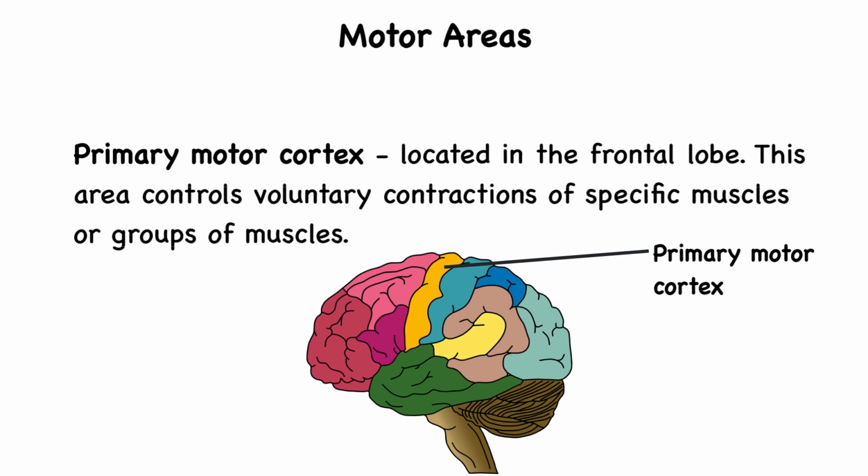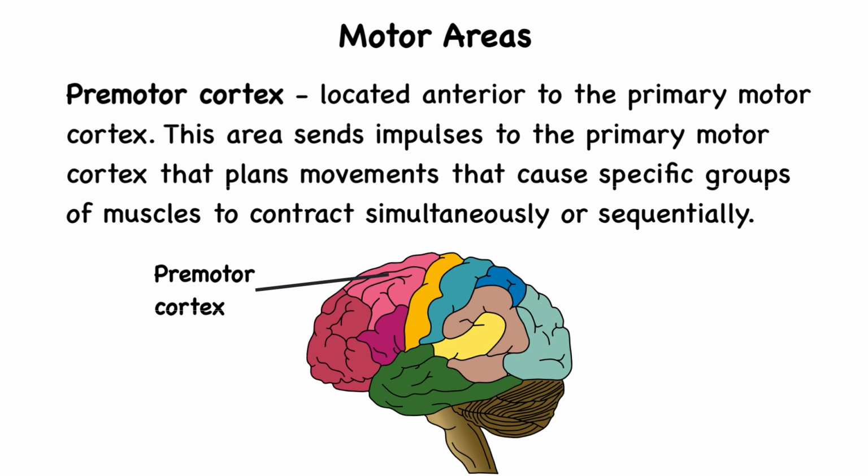This area controls voluntary contractions of specific muscles or groups of muscles. The premotor cortex is located anterior to the primary motor cortex, and this area sends impulses to the primary motor cortex that plans movements that cause specific groups of muscles to contract simultaneously or sequentially, like typing, writing your name, or even playing a musical instrument.